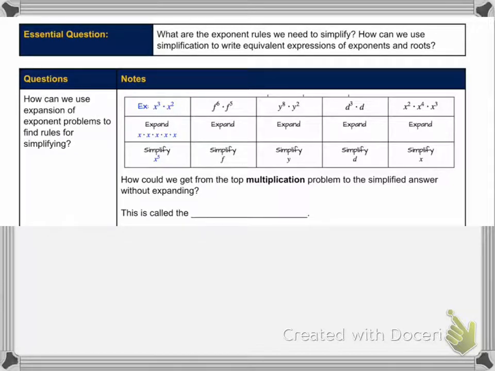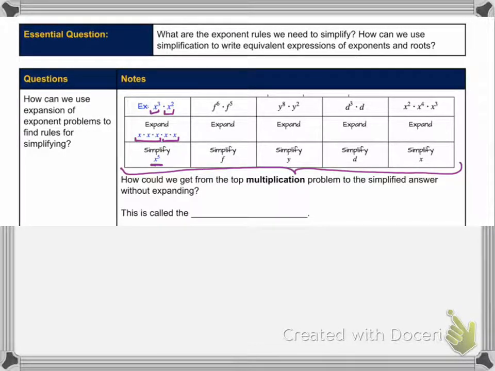If you look at the example here in this table, we're trying to simplify the problem x to the 3rd times x squared. So x to the 3rd is really those first 3 x's repeatedly multiplying. X squared is those next 2 x's multiplying. That expansion is taking those exponents and writing out the long multiplication that goes with them. When I simplify that, I count up how many times I'm repeatedly multiplying x together, and that gives me the answer of x to the 5th.